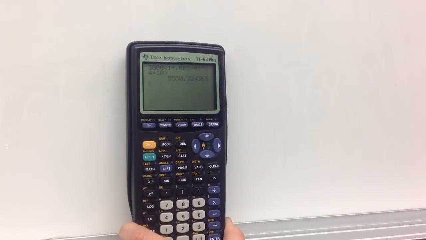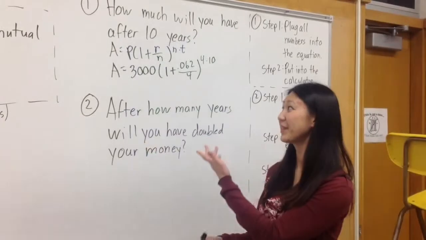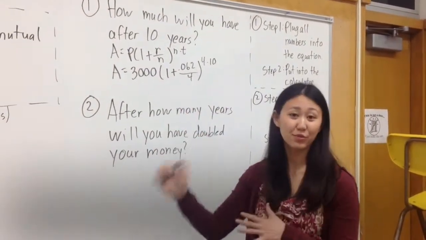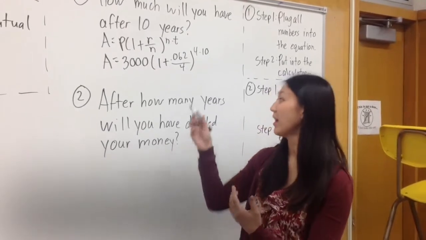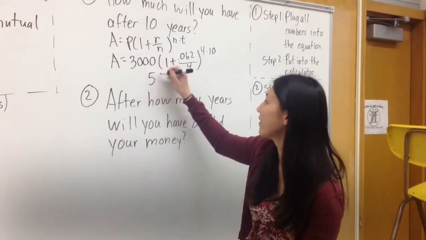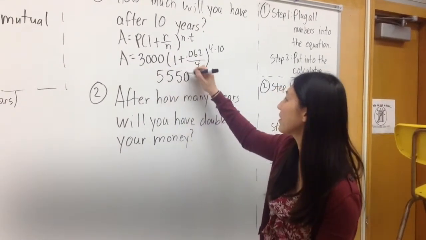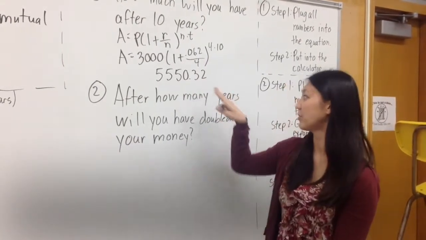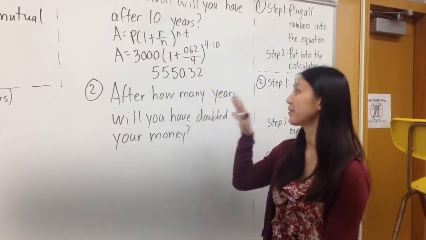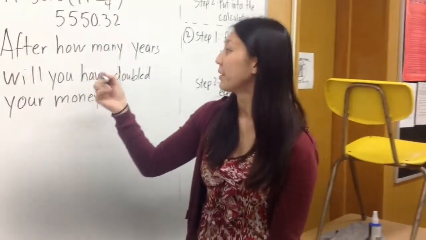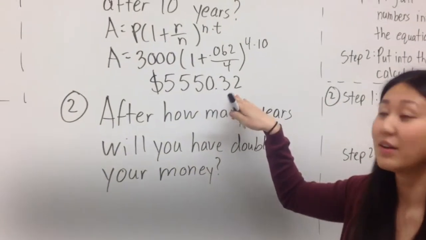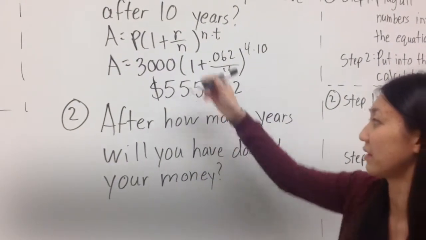5,550.32. So the very first thing we did was step 1, plugging in the numbers. We just did step 2 with the calculator, and the calculator gave us 5550.32. Now it is really important that we take 2 decimal places here, especially because we're dealing with money, because money has dollars and cents. So that's why we take 2 decimal places.